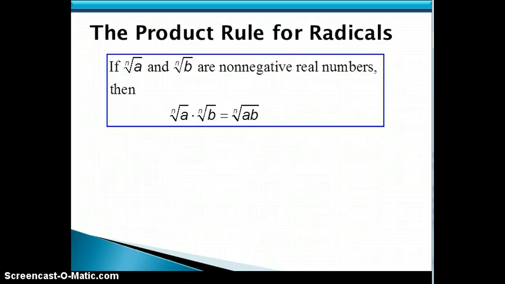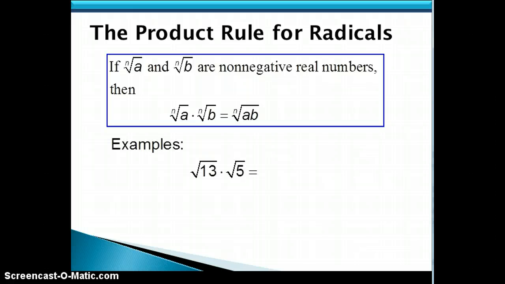First, we need a very important rule called the product rule for radicals. This says that if the nth root of a and the nth root of b are non-negative real numbers, then the nth root of a times the nth root of b is equal to the nth root of the product of a and b.